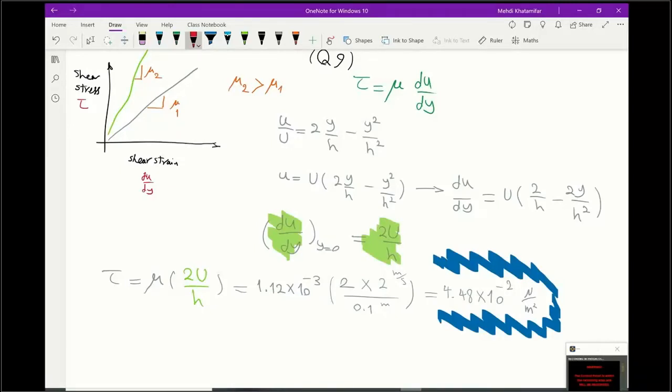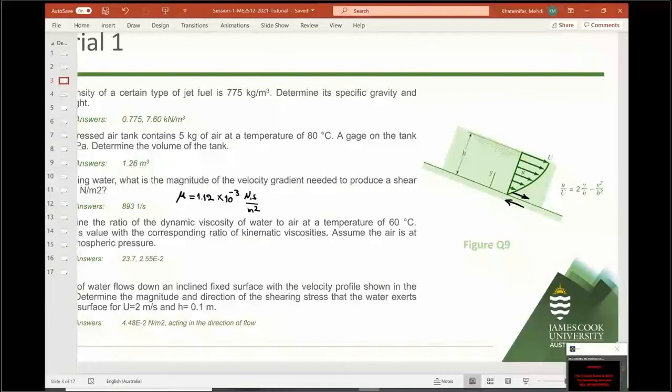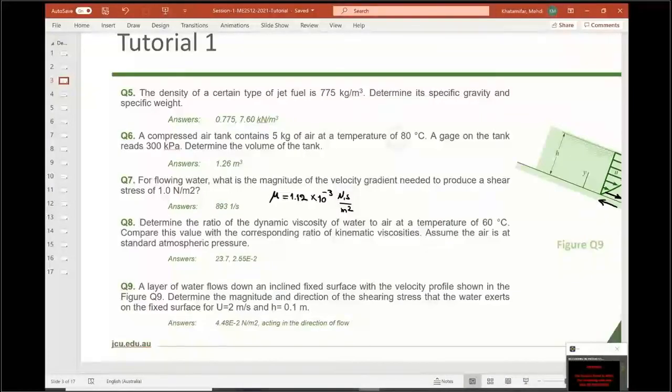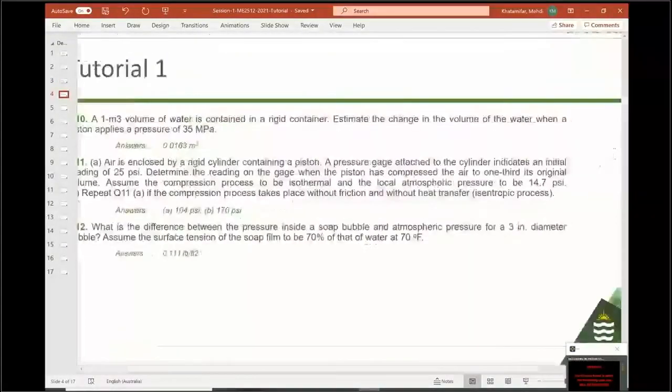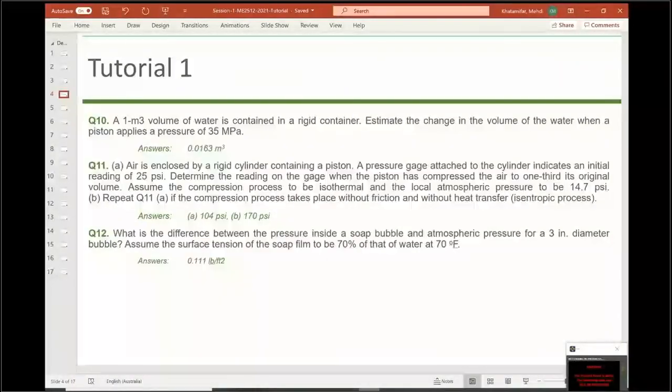Okay, I'm going to show you the question. Next page. Question 10. A 1 meter cube volume of water is contained in a rigid container. Estimate the change in the volume of the water when a piston applies a pressure of 35 megapascal.